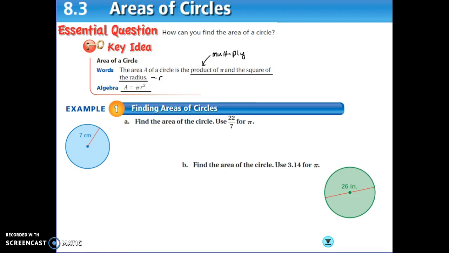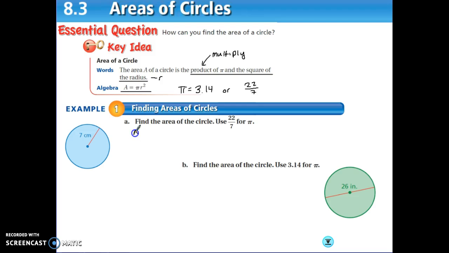For pi, we still have the choice of using either 3.14 or 22 over 7. We've discussed that if your radius is a multiple of 7, using the fraction 22 over 7 will be the easiest option of the two. However, if your radius is not a multiple of 7, then we'll use the decimal 3.14 to multiply. In example 1a, we're going to find the area of the circle.